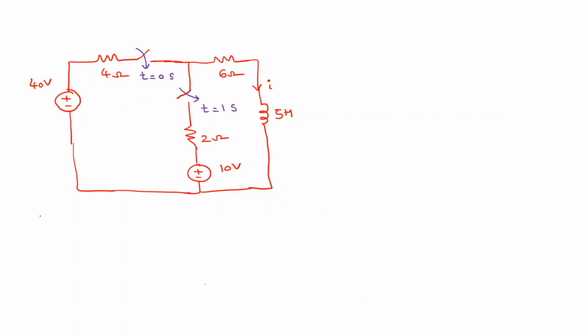For this circuit, calculate I of 0.5 second and I at 2 second. Calculate the inductor current for 0.5 seconds and for t equal to 2 seconds. Initially, these two switches are open.